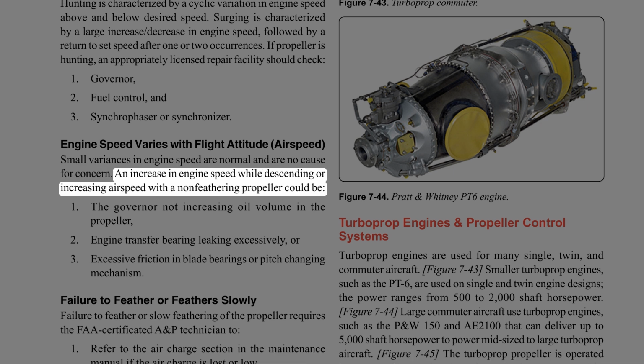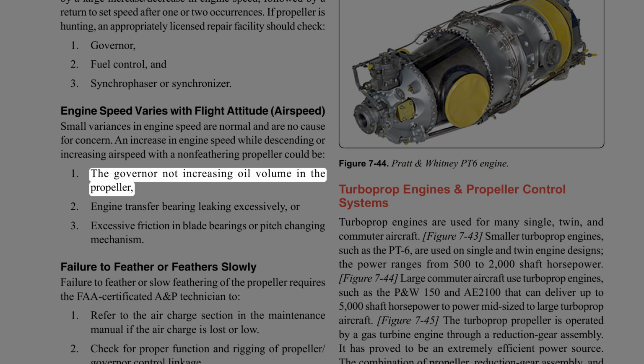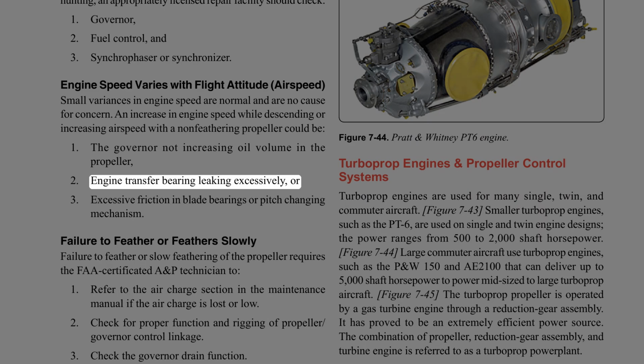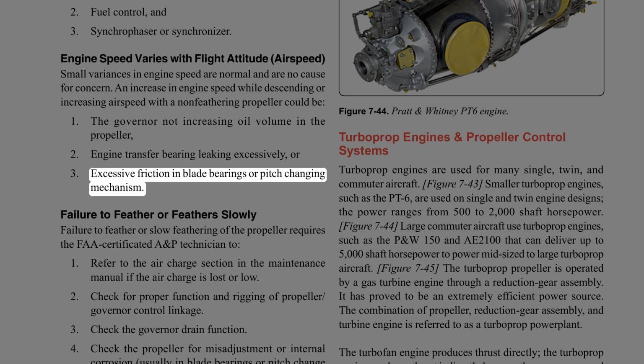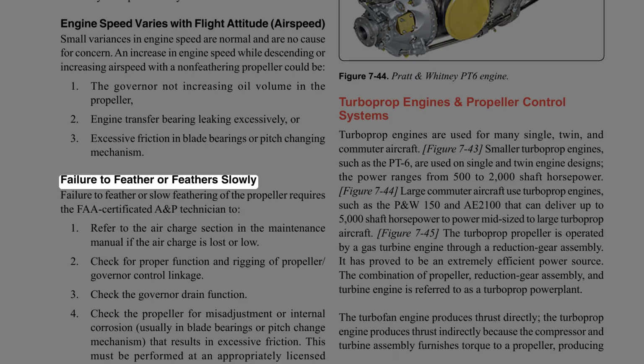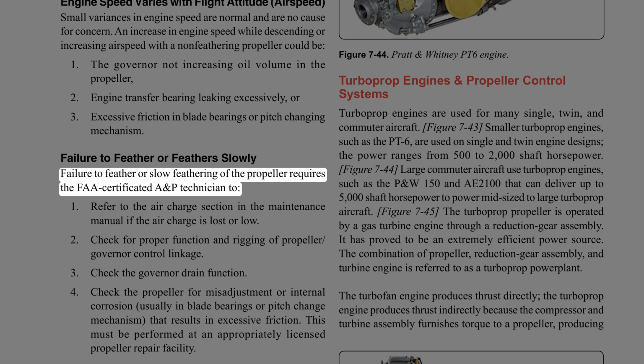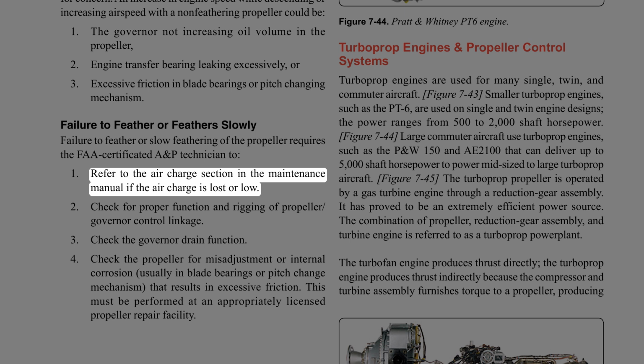An increase in engine speed while descending or increasing airspeed with a non-feathering propeller could be the governor not increasing oil volume in the propeller, engine transfer bearing leaking excessively, or excessive friction in blade bearings or pitch changing mechanism. Failure to feather or feathers slowly. Failure to feather or slow feathering of the propeller requires the FAA certificated A&P technician to refer to the air charge section in the maintenance manual if the air charge is lost or low.